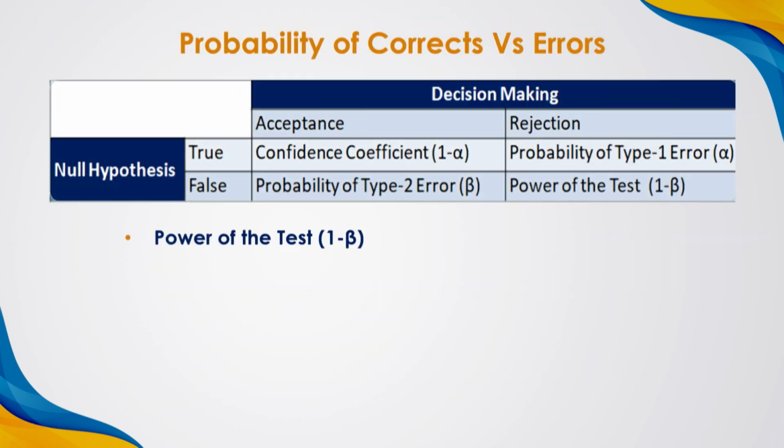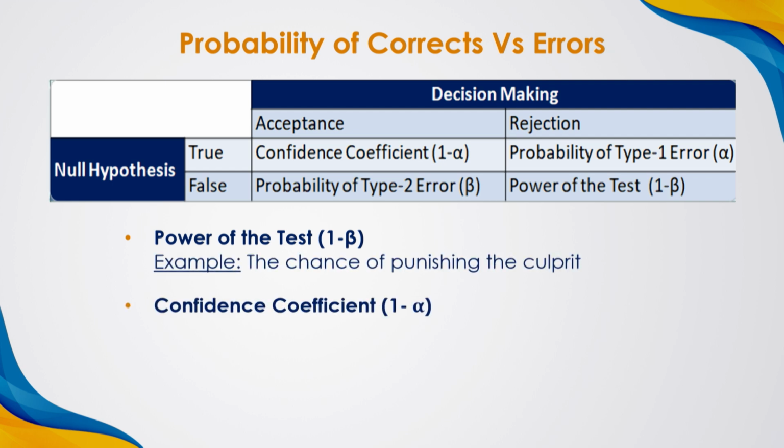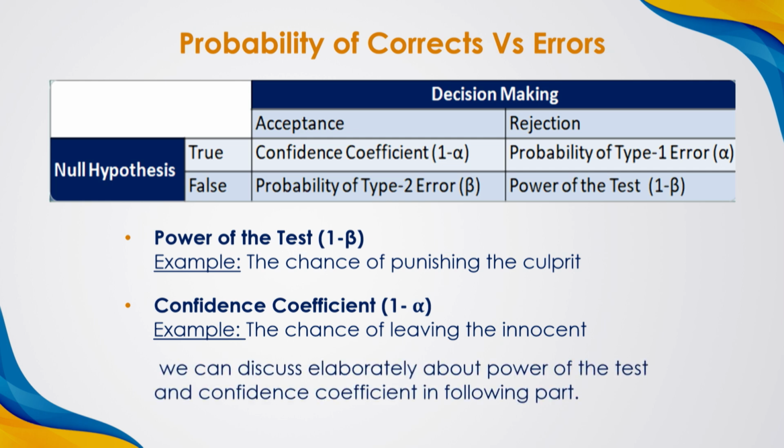We can see the examples for power of the test and confidence coefficient. The chance of punishing the culprit is an example for power of the test, 1 minus beta. It is nothing but rejecting a null hypothesis when it is false. Then the example for confidence coefficient is the chance of letting the innocent go free, which is 1 minus alpha, that is accepting null hypothesis when it is true. So, these are the two examples for power of the test and confidence coefficient. We can discuss elaborately about power of the test and confidence coefficient in the following part.